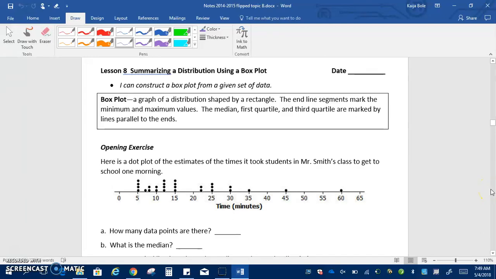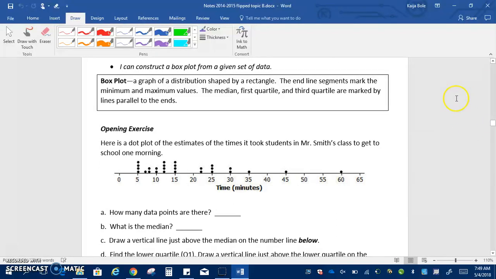Alright, here we are on lesson 8, summarizing a distribution using a box plot. So today we're going to use our medians and our quartiles to create a box plot for a given set of data. A box plot is pretty much a graph of a distribution shaped by a rectangle. The end line segments mark the minimum and maximum values, and then the median, first quartile, and third quartile are marked by lines parallel to the ends.